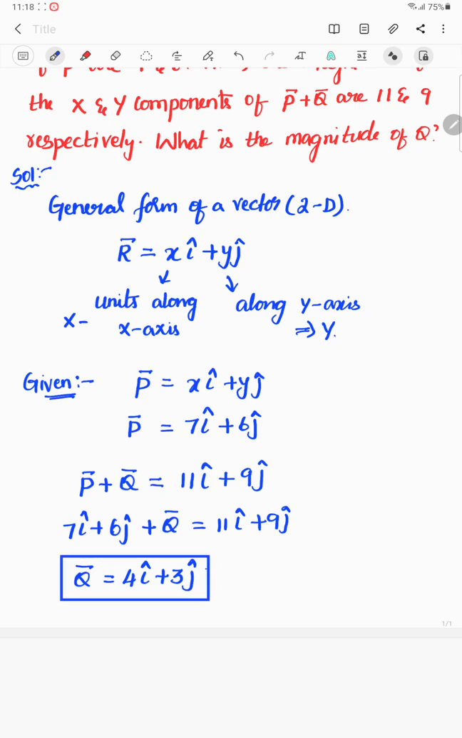We have deduced this, and now what was he asking us to find? The magnitude of q. So the magnitude of q bar is equal to the square root of 4 squared plus 3 squared, which is equal to root 25, which comes out to be 5 units.